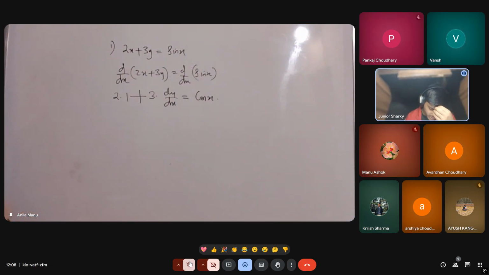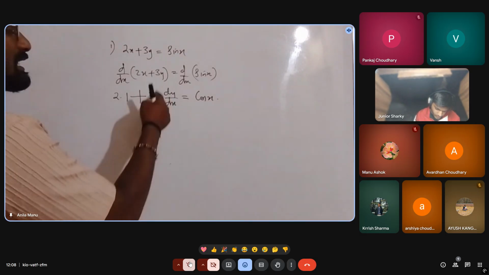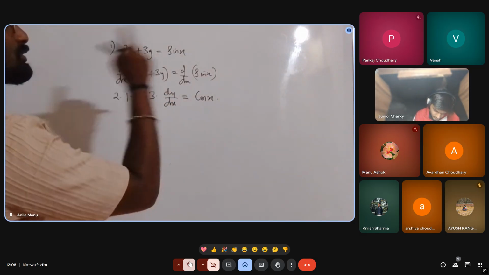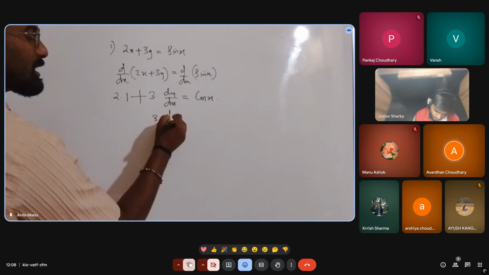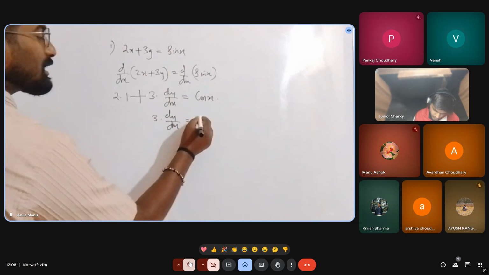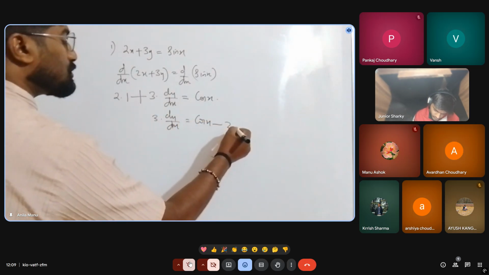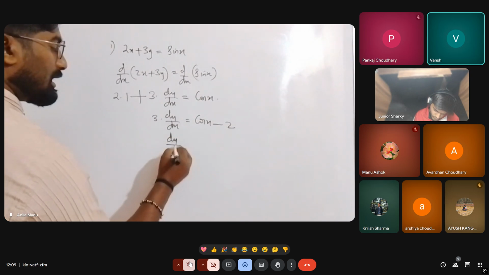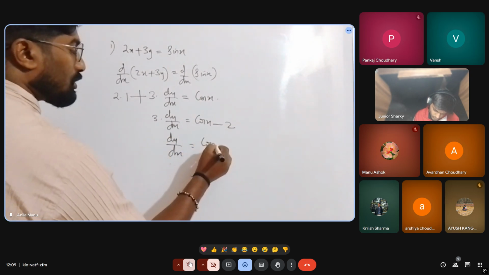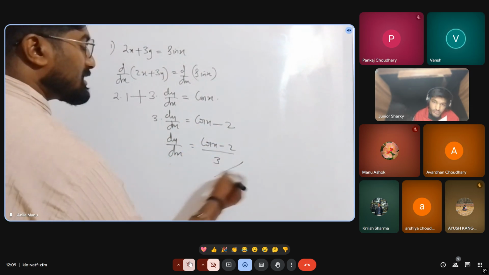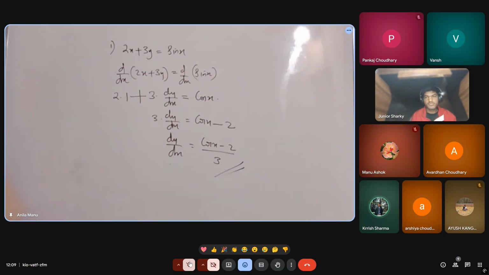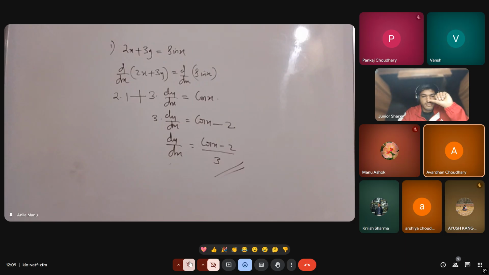Find dy by dx. Leave dy by dx here, and transpose all the remaining terms. So 3 dy by dx is equal to cos x minus 2, and dy by dx is equal to cos x minus 2 divided by 3. Easy, right? Yes, sir. Write the next one.